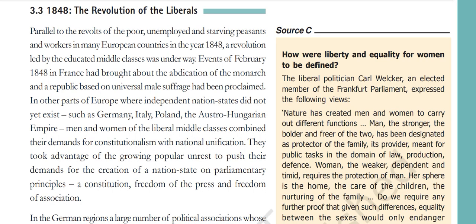In other parts of Europe where independent nation states did not yet exist, such as Germany, Italy, Poland, the Austro-Hungarian Empire, men and women of the liberal middle classes combined their demands for constitutionalism with national unification. They took advantage of the growing popular unrest to push their demands for the creation of a nation state on parliamentary principles, a constitution, freedom of the press, and freedom of association.